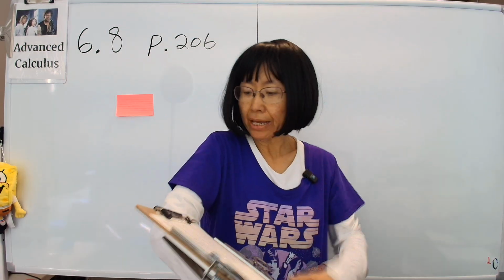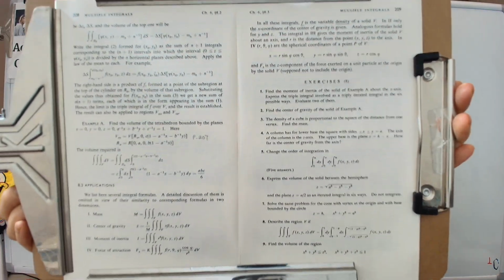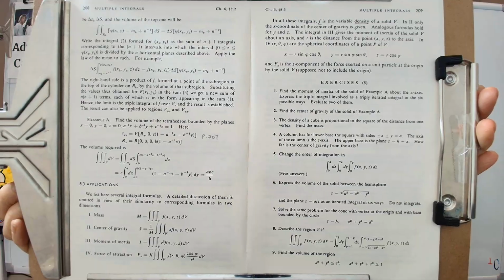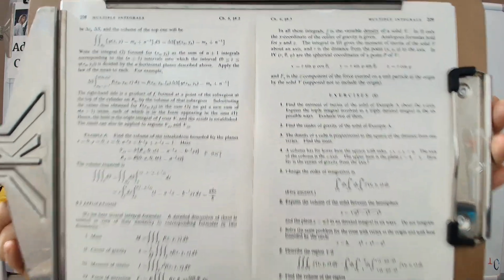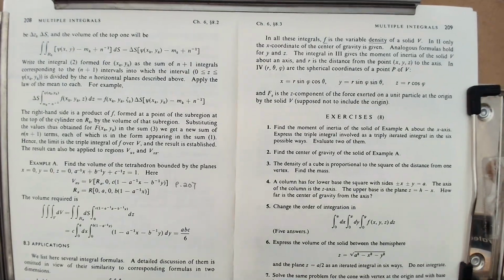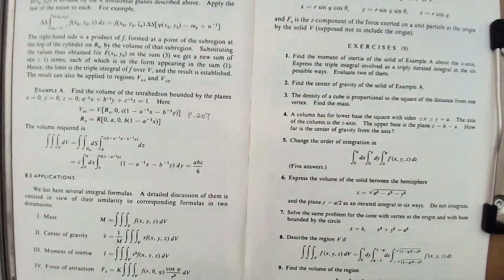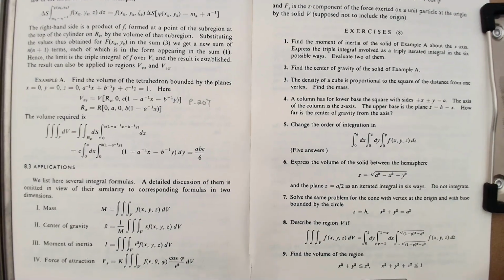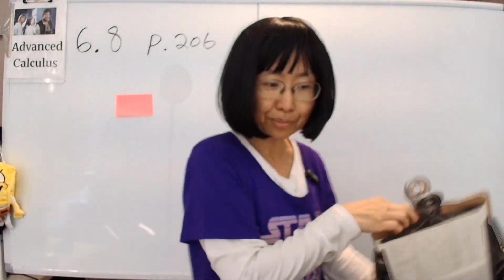Next, page 208 and 209. Let's see here. All right, that is the full page. And then a bit closer on top, and a bit closer on the bottom. Okay, that should be good enough.